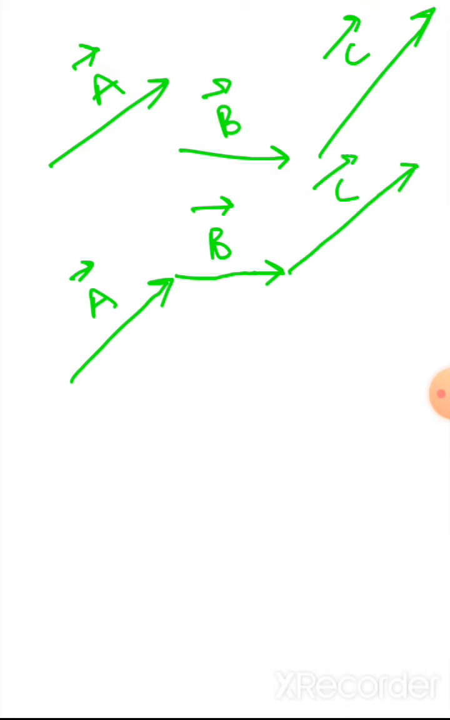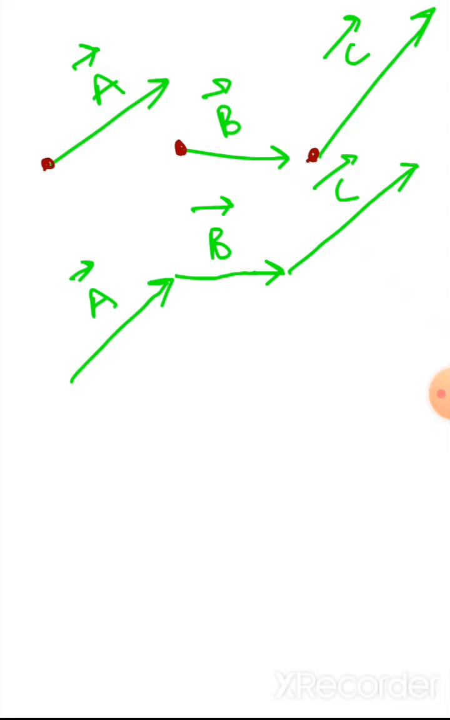The direction will remain the same. Only the initial point will be changed. So this is the initial point of C, this is the initial point of B, and this is the initial point of A. This is the tail of A, this is the tail of B, this is the tail of C. The position of the tail will change, but the direction or the angle will remain the same. The angle of A, B and C will remain the same.